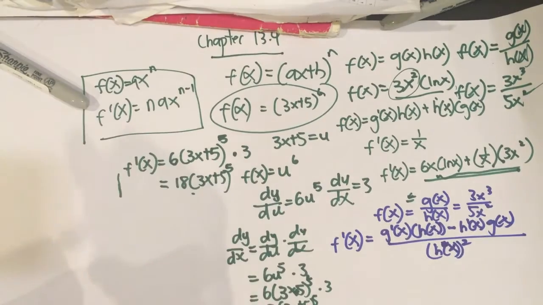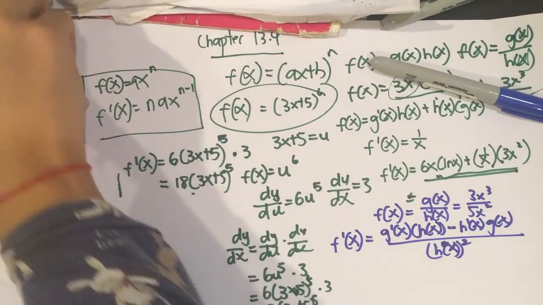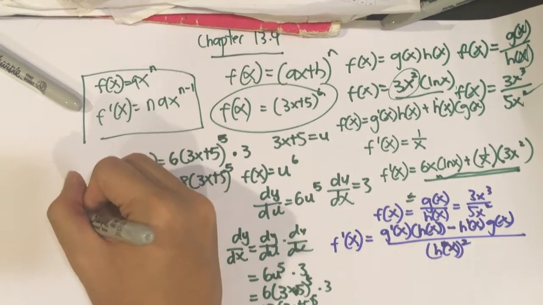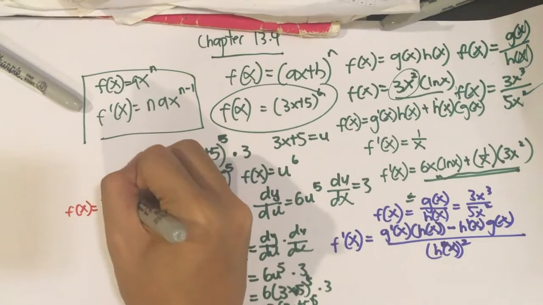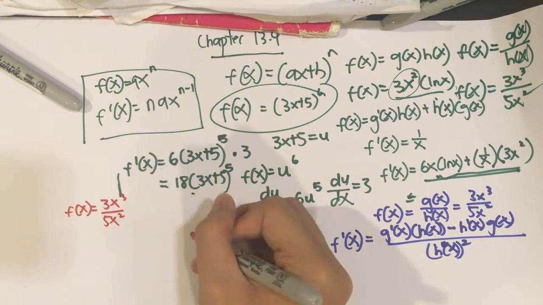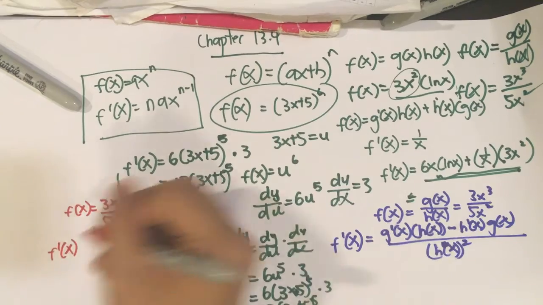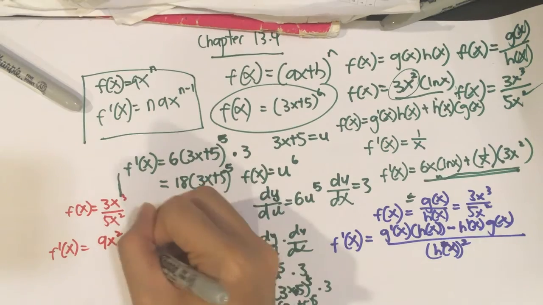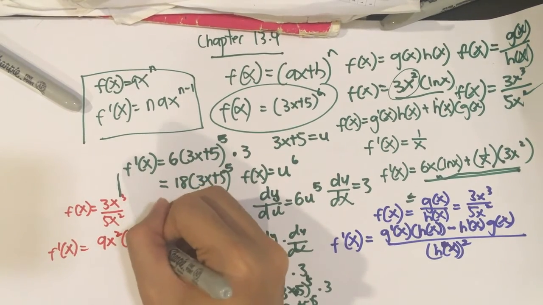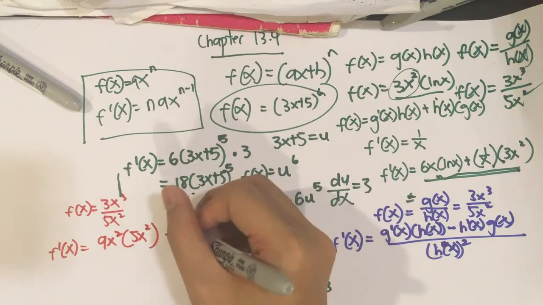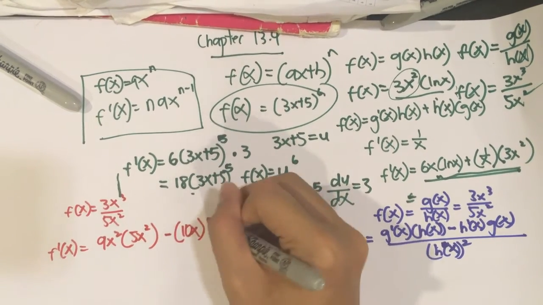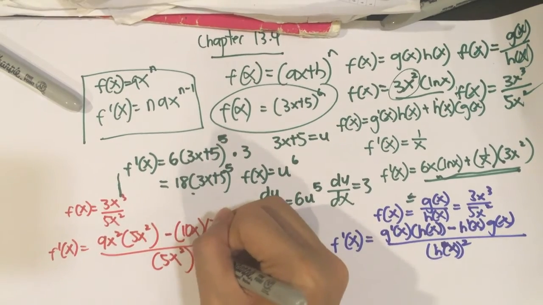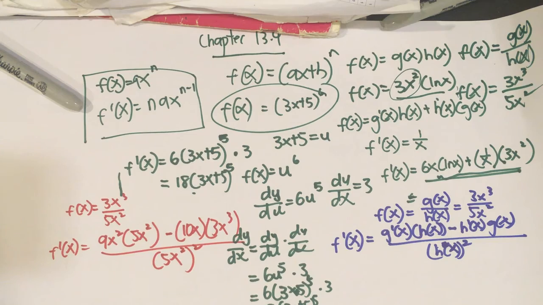If I bring the initial problem over here again, f(x) equals 3x cubed over 5x squared, and so f'(x) should follow this: the derivative of the top function, 9x squared, times the original bottom function, minus the derivative of the bottom function times the original top function, all over (5x squared) squared. So this is basically how you take the derivative.